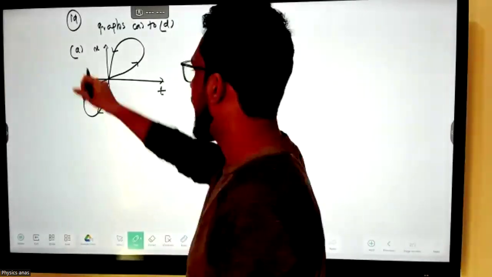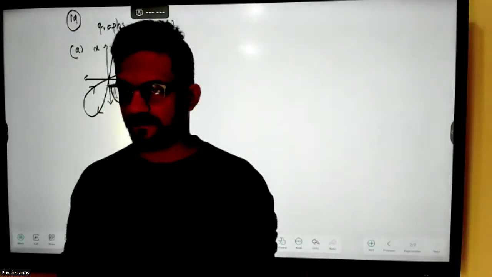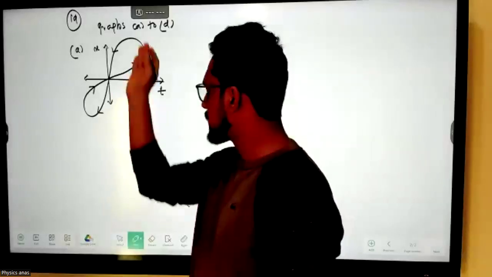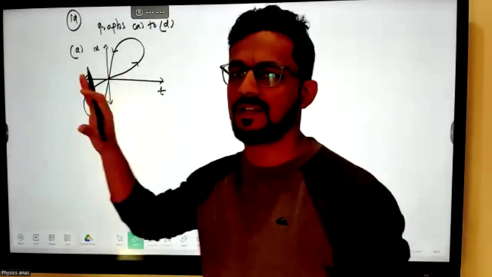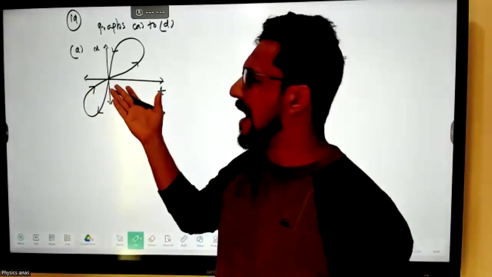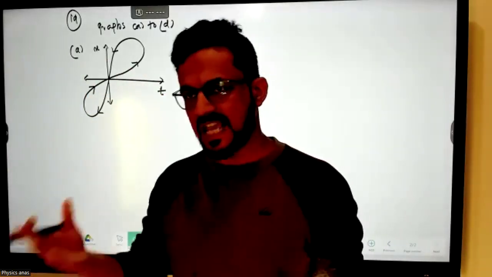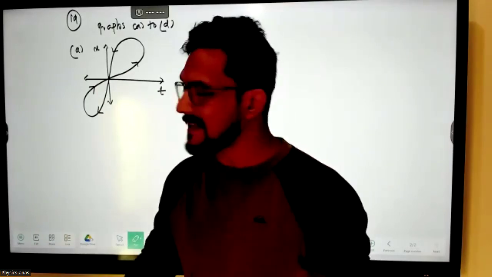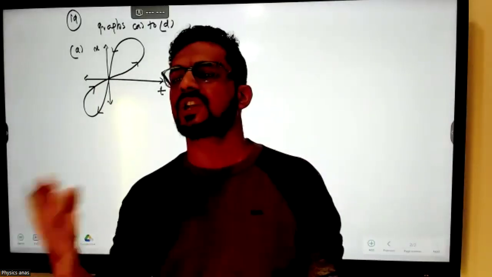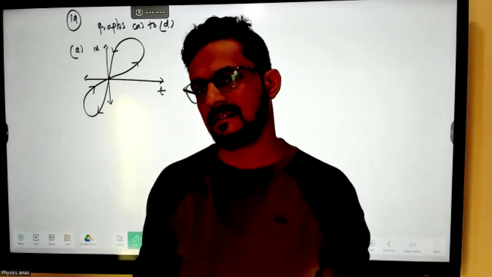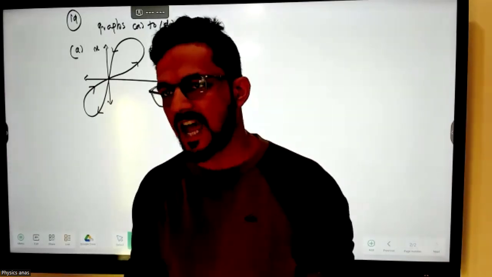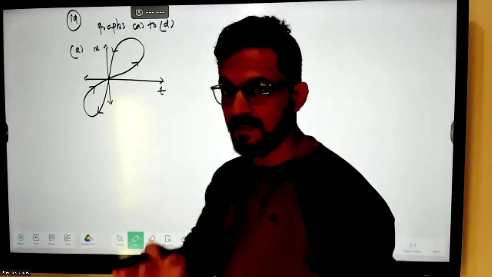This is time and this is position. As time increases, position is changing. You can find that from the graph. But my question is, does this graph represent one-dimensional motion, motion along a straight line? No. This graph cannot represent one-dimensional motion.